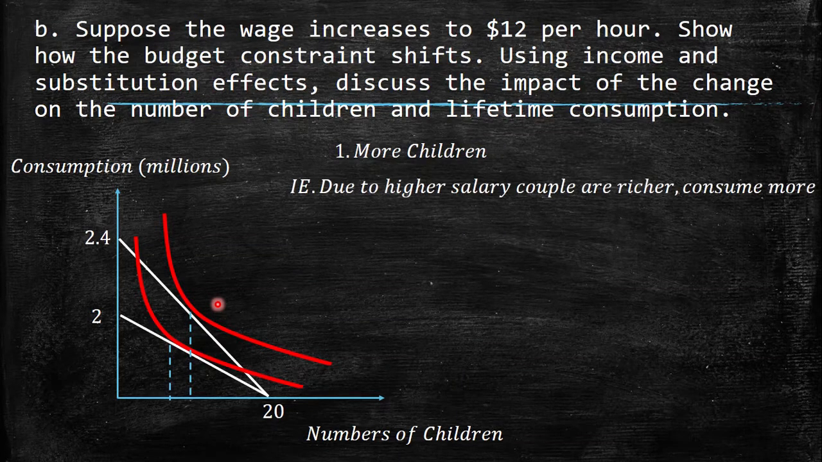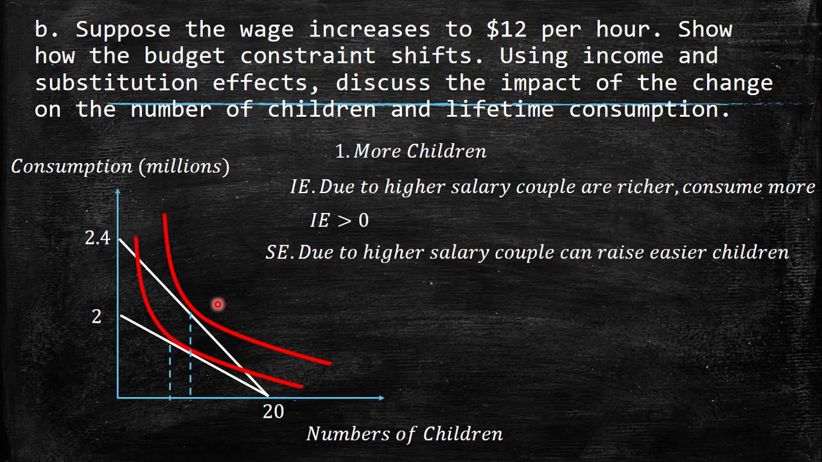So obviously you have an income effect because due to a higher salary, the couple is richer, so they consume more. So the income effect is higher than zero. And this is the substitution effect. Due to a higher salary, the couple can raise children more easily. So for this reason, the substitution effect, interpreting it that way, should be higher than zero.